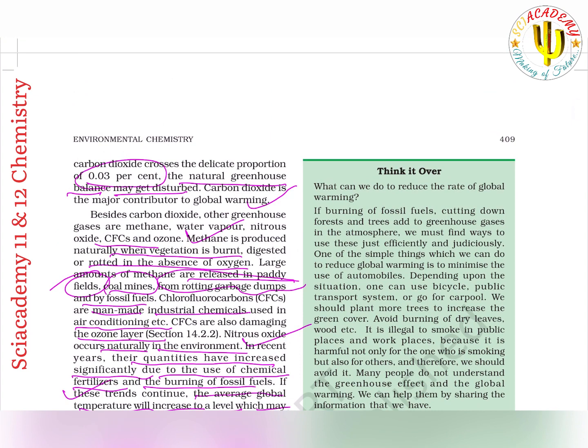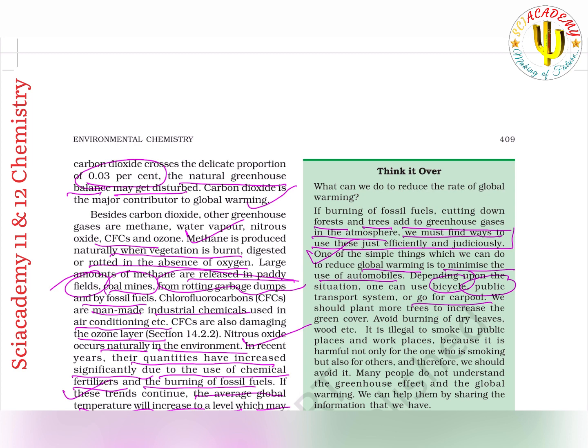Think it over. What can we do to reduce global warming? If burning of fossil fuels, cutting down forests, and trees add to greenhouse gases in the atmosphere, we must find ways to use these efficiently and judiciously. One of the simple things which we can do to reduce global warming is to minimize the use of automobiles. Depending upon the situation, one can use a bicycle, public transport system, or go for carpooling.